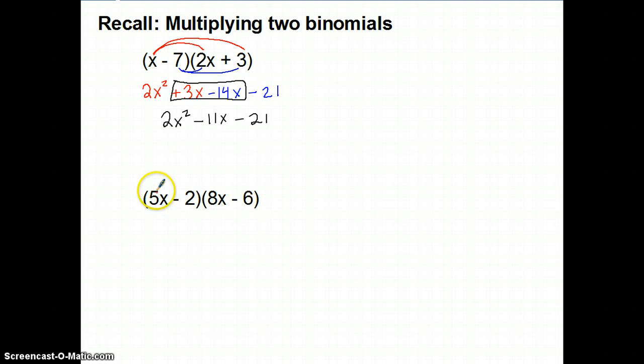Again, down below, I'm going to take my 5x and multiply by the 8x. Those are the first terms in each parentheses. I'm then going to multiply the outermost terms in each parentheses. 5x times 8x is positive 40x squared. 5x times negative 6 is a negative 30x.